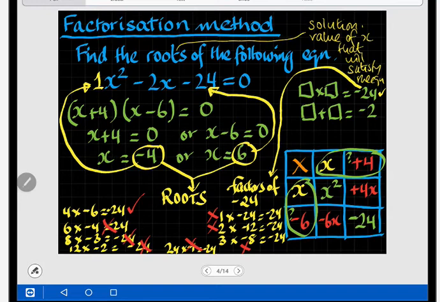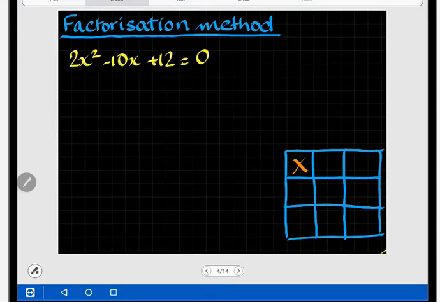Okay? Was it really that difficult to understand? I don't think so. If you do have difficulty understanding this, let me know. Okay? All right. Let us look at this one.